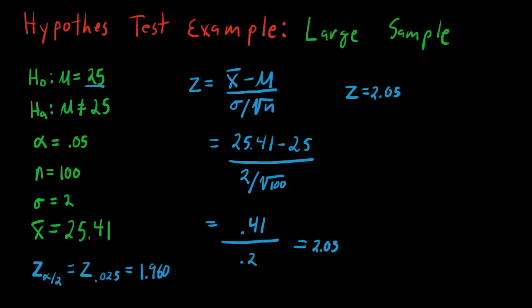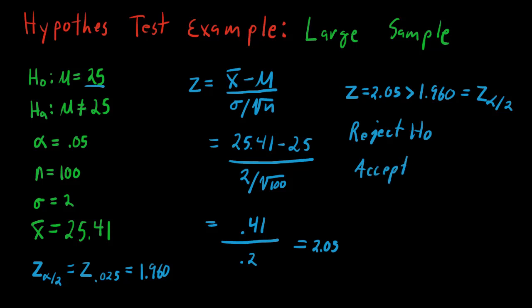And 2.05 is greater than 1.960, which is equal to our z of alpha over 2. So at that point, since it's greater than that value, we can reject our null hypothesis. So we reject H naught and accept our alternative hypothesis, or HA. So at that point, we're saying that we think that the mu is not equal to 25.